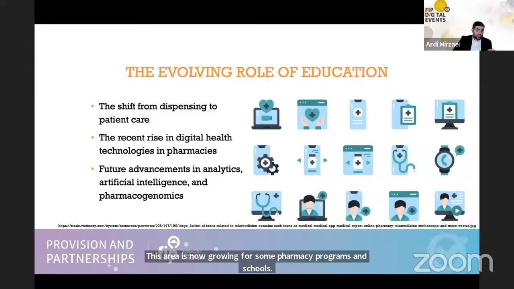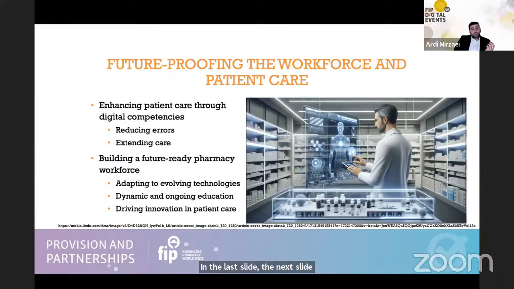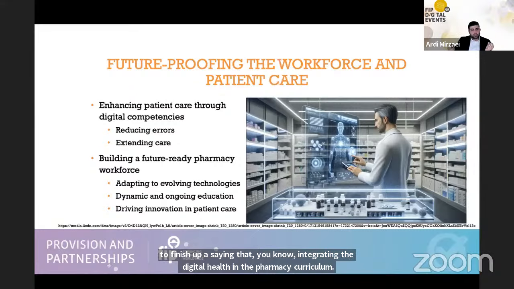On the next slide, considering where we are, digital health integration in pharmacy education allows future pharmacists to provide more patient-centered care. For example, electronic health records can help improve medication reconciliation, prevent errors, and ensure better follow-up. Telepharmacy services can extend care to remote areas, increasing accessibility and equity in healthcare. I want to finish by saying that integrating digital health in the pharmacy curriculum is not just about adopting new technologies.